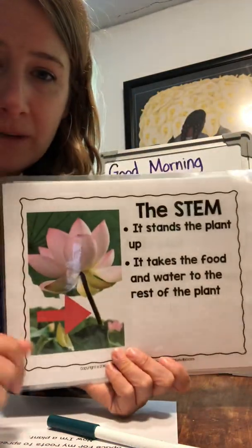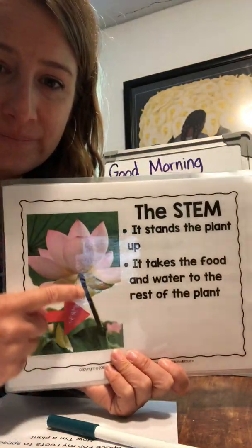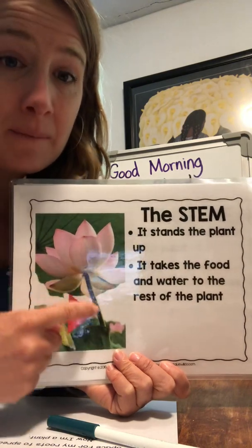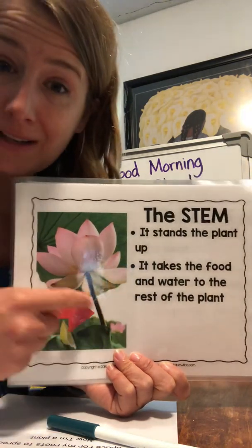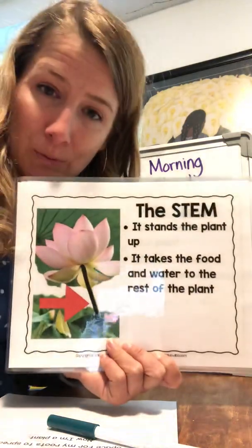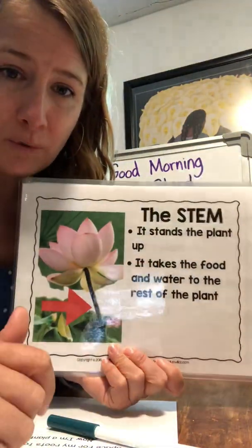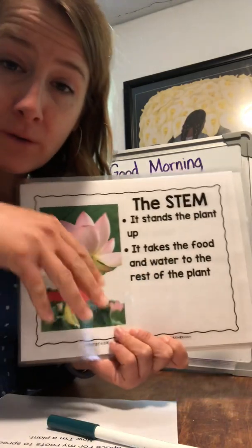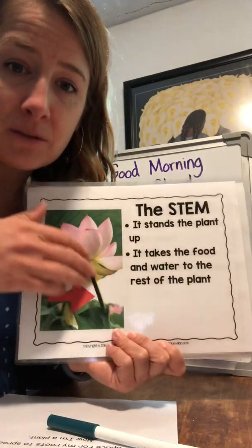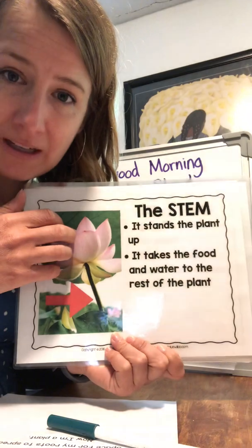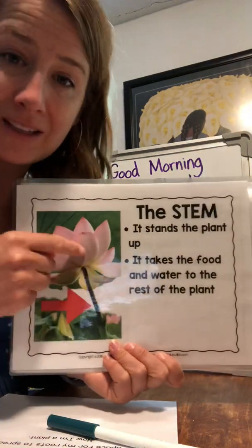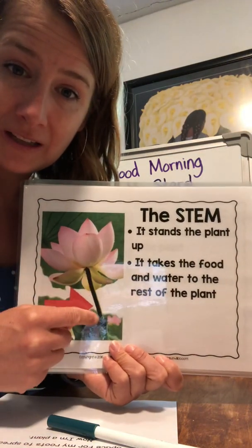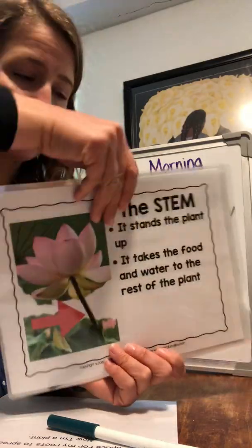Another important part of the plant is the stem. The stem is important because it holds the plant up, right? It helps those leaves reach the sunlight. That's definitely important. But it also takes up water and food from the roots up to the rest of the plant, okay? So it's kind of like a straw. That's what I want you to think of the stem as being, like a straw.